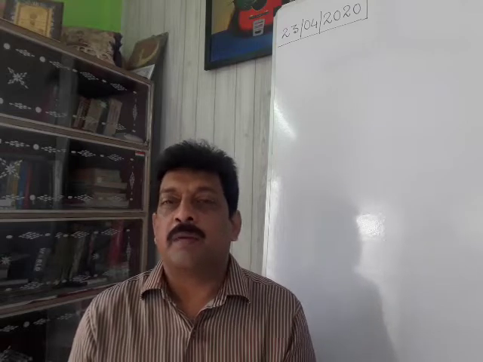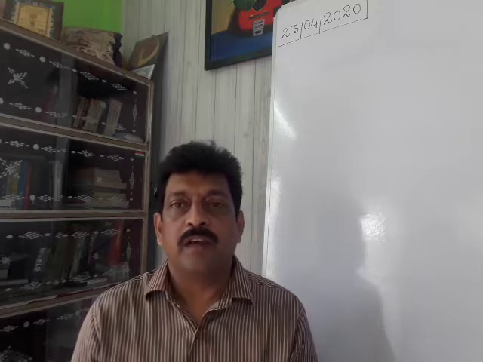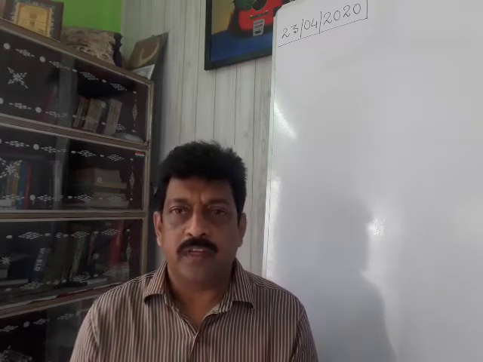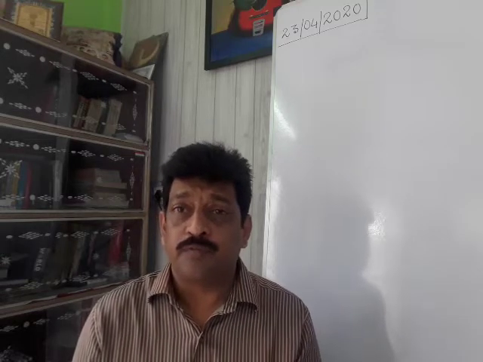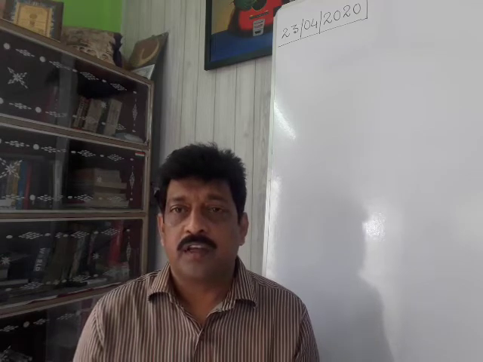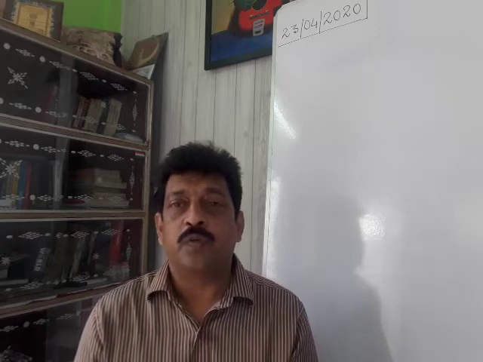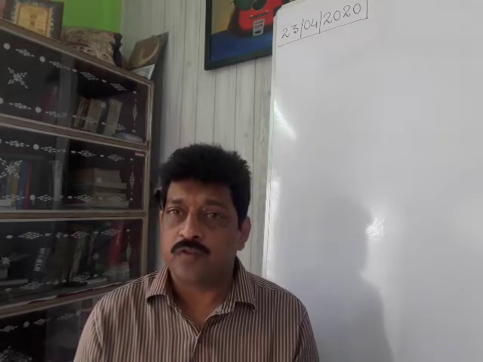Today, I am going to continue the chapter polynomial from class 9 mathematics. So, in the previous section, we have learned about different types of polynomial, the classification of polynomials, that is, if there is only one term, it is known as monomial. If there are two terms, then it is known as binomial, and then trinomial, and so on.